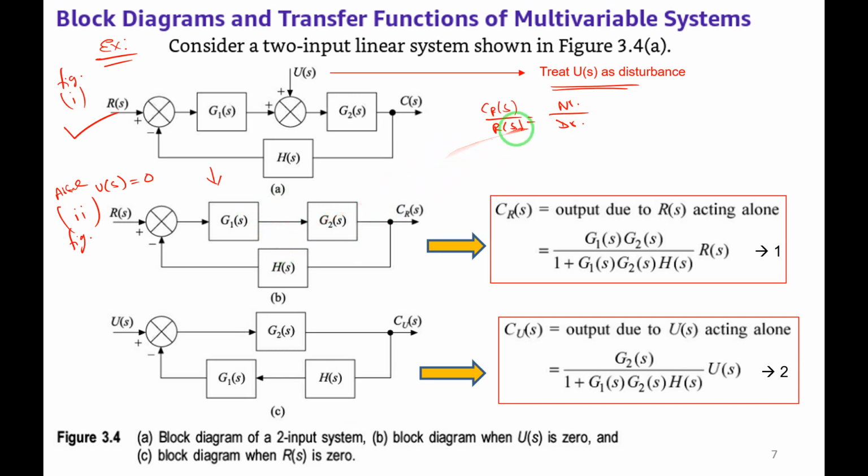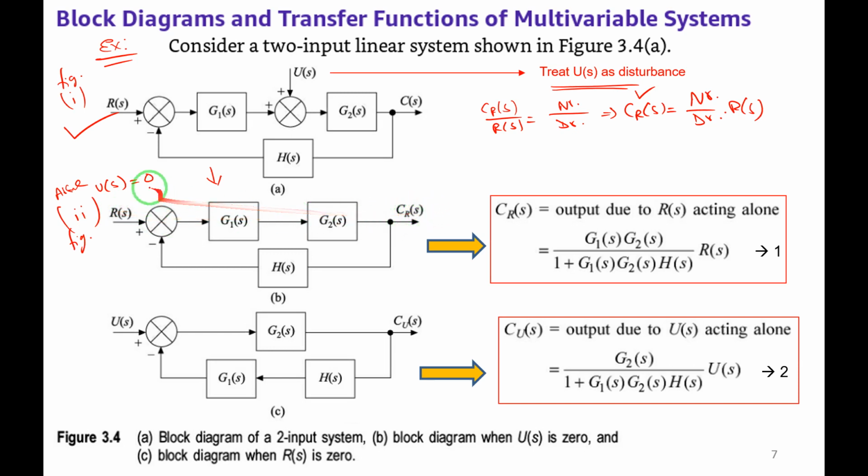If I want only the response of the system, meaning CR of s, then CR of s is equal to some numerator term divided by denominator term, and this R of s will come this side, into R of s. This is the response of the system. Why am I calling it CR of s? Because u of s is 0. If u of s is 0, the response of the system is due to the input R of s. Hence I will call it CR of s.